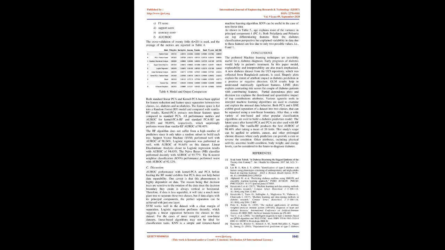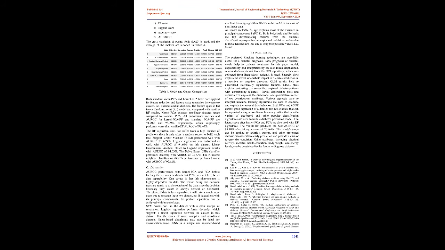The feature space is fed into a random forest, RF, model and compared with vanilla RF results. Kernel-PCA extracts nonlinear feature space compared to standard PCA. The AUROC for kernel-PCA RF and standard PCA RF are 94.2% and 98.09%, respectively, which surprisingly performs worse than vanilla RF AUROC of 98.4%. The RF algorithm does not suffer from a high number of predictors since it only takes a random subset to build each tree. Support vector machine, SVM, performed well with AUROC of 96.24%.